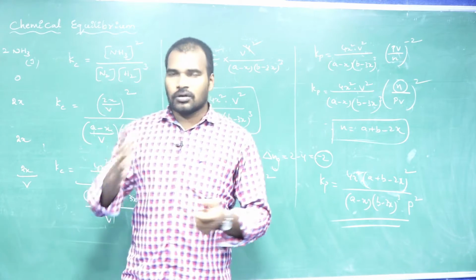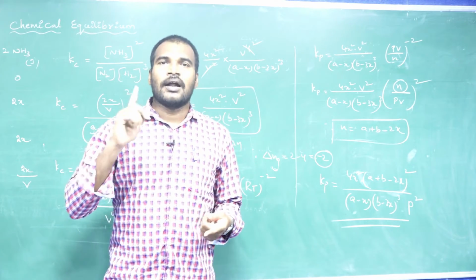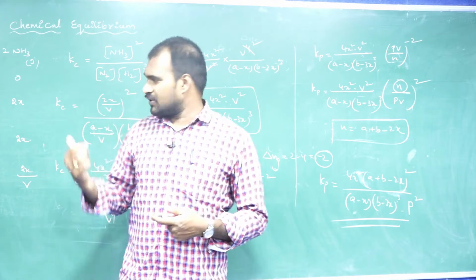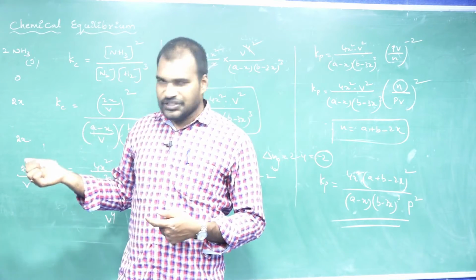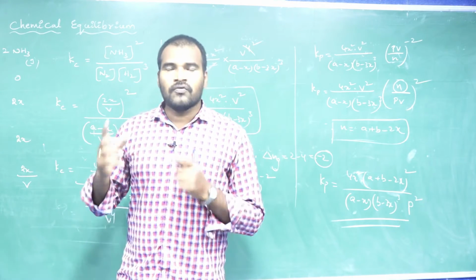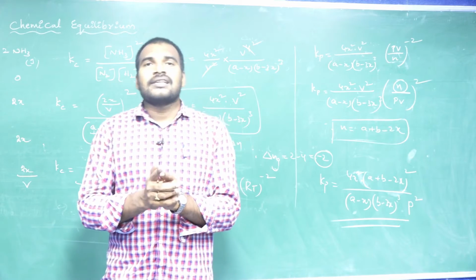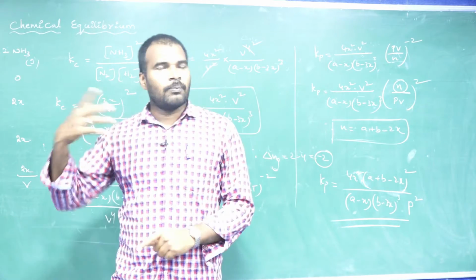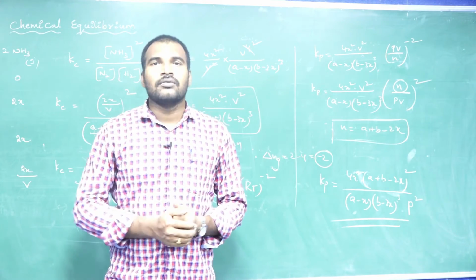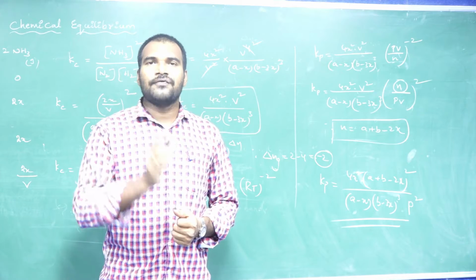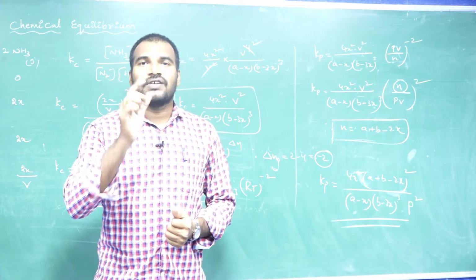So this is about dissociation of PCl5 and formation of ammonia. Likewise, by using the initial moles and number of moles consumed, we can calculate the equilibrium concentration of any of the reactants or products. Okay. Next, move on to the factors influencing the position of equilibrium.